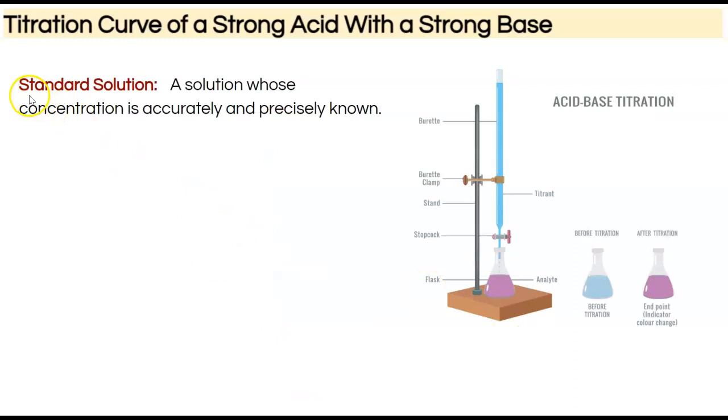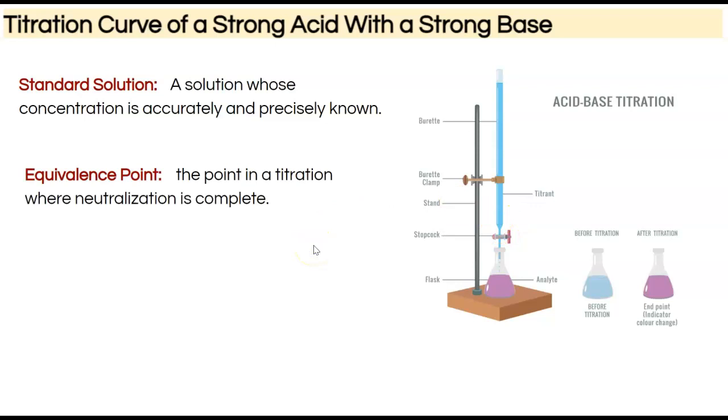The standard solution is the name we give to a solution whose concentration we have deliberately created with a lot of accuracy and precision. We want to make sure that we use a standard solution as our titrant, because remember, we're relying on its accuracy and precision in order to do some stoichiometry, some calculations, to allow us to uncover the concentration of our analyte. So we need to know the concentration of our titrant very, very precisely, so we'll typically use a standard solution.